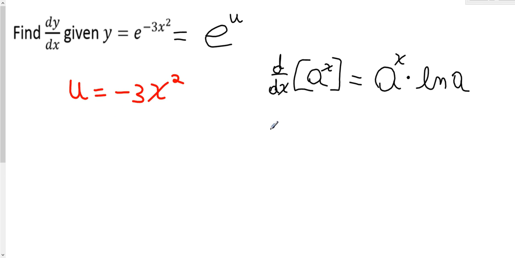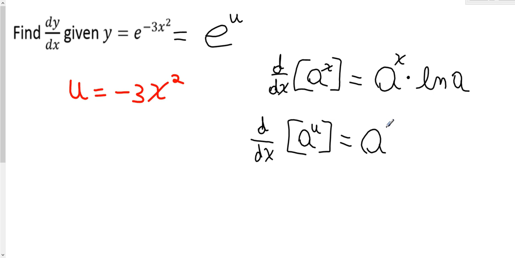Now, the chain rule version of this says that the derivative with respect to x of not a to the x, but of a to the u, where u is a function of x, is equal to a to the u multiplied by the natural log of a, well, then that needs to be multiplied by the derivative of the inside function, du/dx.